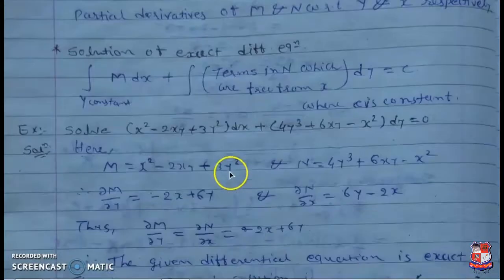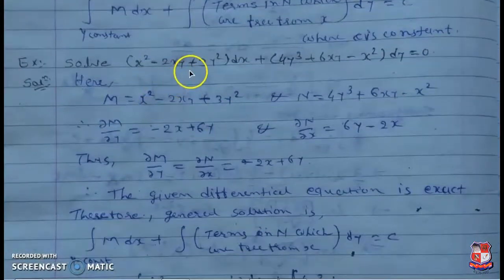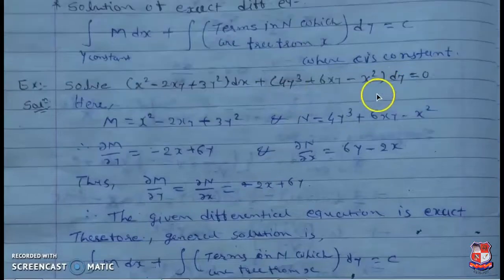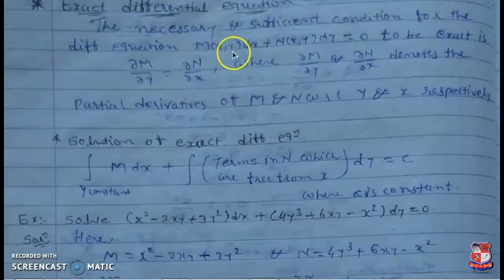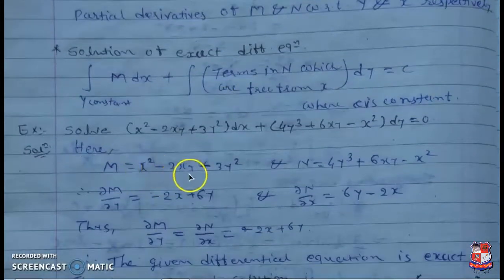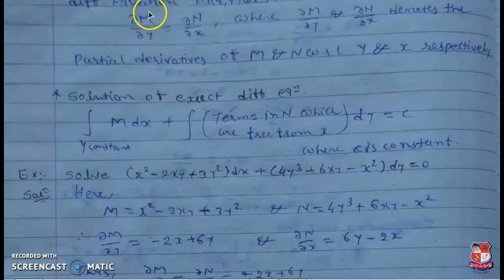Here is one example: solve (x square minus 2xy plus 3y square) dx plus (4y cube plus 6xy minus x square) dy is equal to 0. Here we see that these are of the form M(x,y) dx plus N(x,y) dy is equal to 0. Then we compare with this form. Then we get M is equal to x square minus 2xy plus 3y square and N is equal to 4y cube plus 6xy minus x square. Here by the condition of exact we have to find del M by del y and del N by del x.